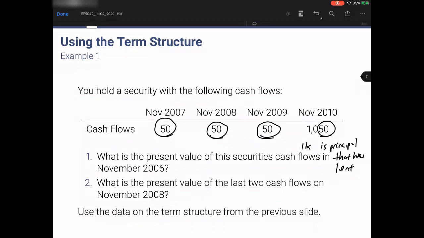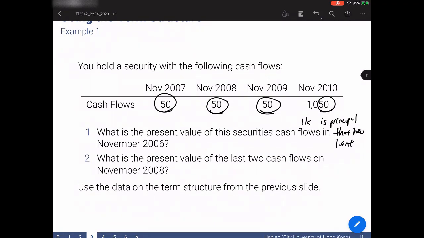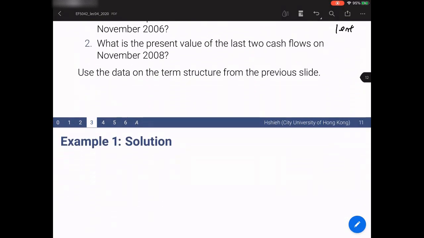All right, so we have the following cash flows: 4 payments of $50 and 1 final payment of $1,000. And so I ask you, what is the present value of this security cash flow as of November 2006? And also, what is the present value of the last 2 cash flows as of November 2008? So we're going to use the term structure and match these cash flow payments with the corresponding maturity interest rate, investment horizon, in the previous slide.